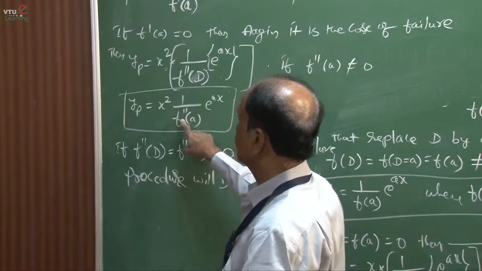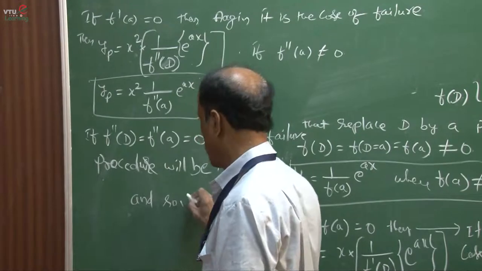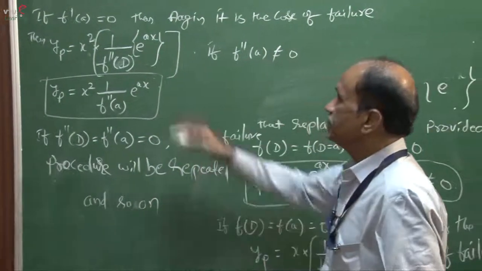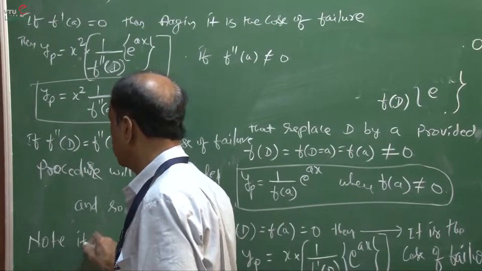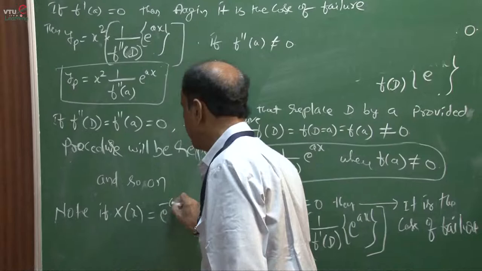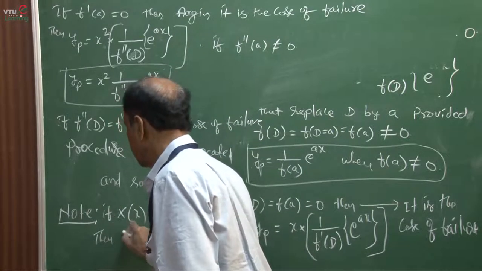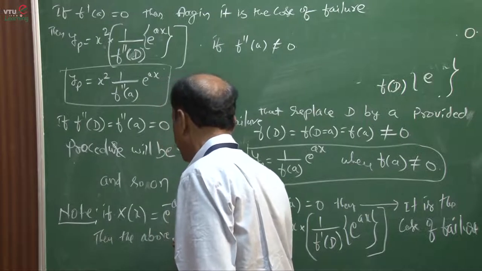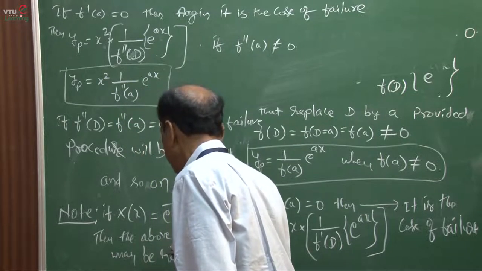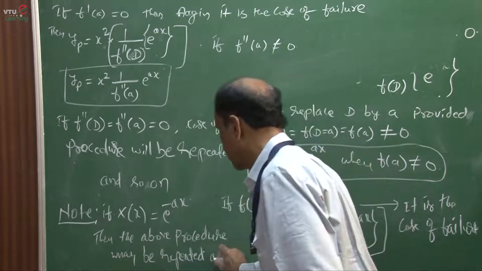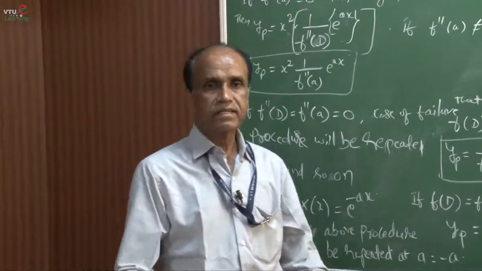And again, we claim that f triple dash of a is not equal to 0. So, and so on. I will write, and so on. That means in place of this e to the power ax, note, if x of x is equal to e to the power minus ax, then the above procedure may be repeated at a equal to minus a. That's all.